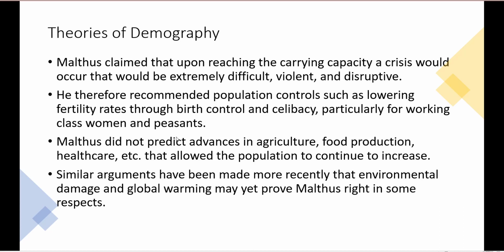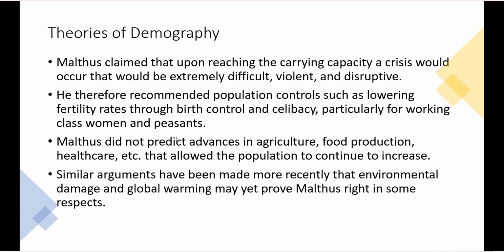Malthus claimed that upon reaching this carrying capacity, there would be some sort of really violent, difficult, disruptive crisis, and he recommended a lot of population control measures, such as lowering fertility rates through birth control and celibacy, particularly for poor and working class women, of course. So, part of his argument was a little bit more eugenics-like, which was not good.